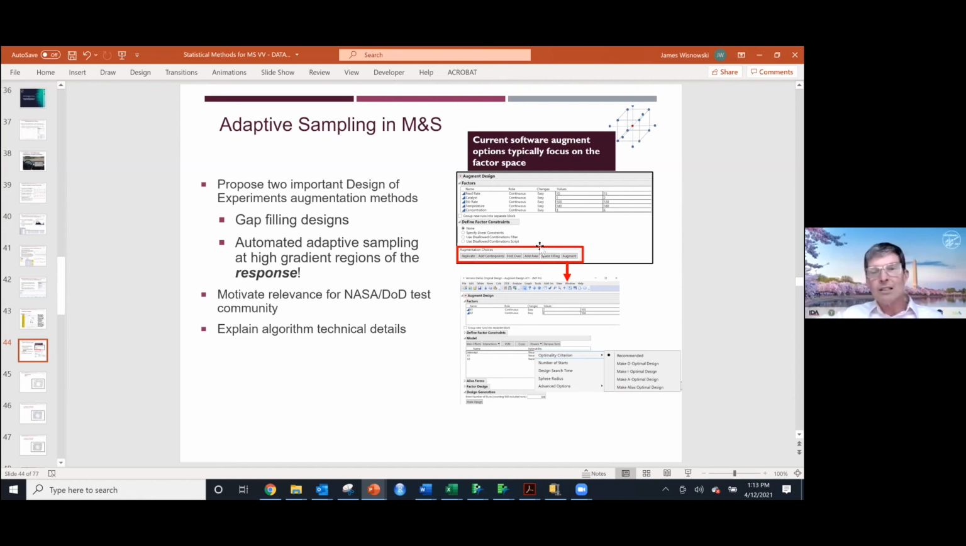But again, it does not pay attention to what's going on with the responses. And even in the augment, you can choose what optimality criterion you want, but those are all based on your information matrix versus your response.